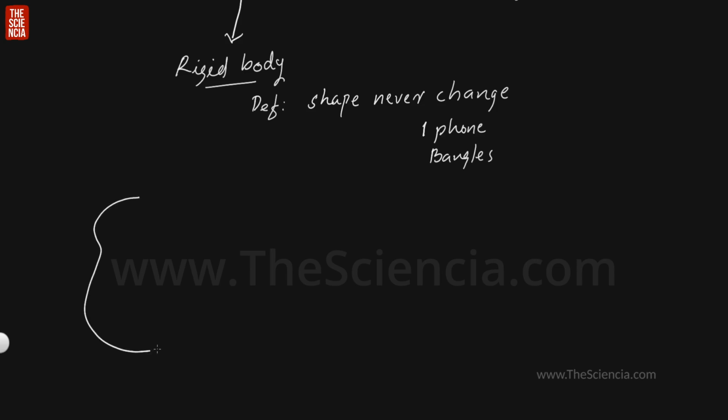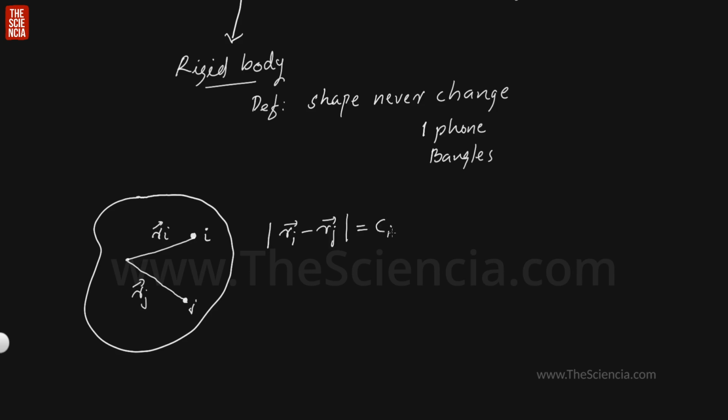In a very mathematical way, we can represent this in equation form. I am considering a case of a rigid body. This is a rigid body, and here this is one particle in the rigid body. So it is a system of particles, and this is one particle, I call it the ith particle, and there is another particle, I call it the jth particle. From a reference point, I can draw a vector ri, and this is rj. So the magnitude of ri vector minus rj vector should be equal to a constant value, Cij is constant. This is the mathematical condition for a rigid body.